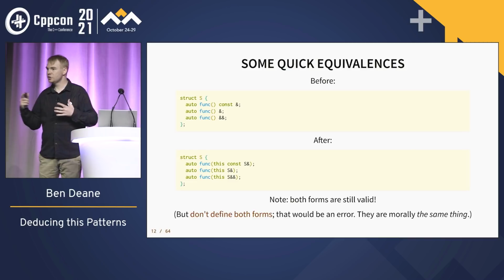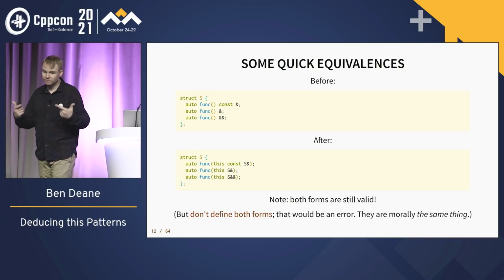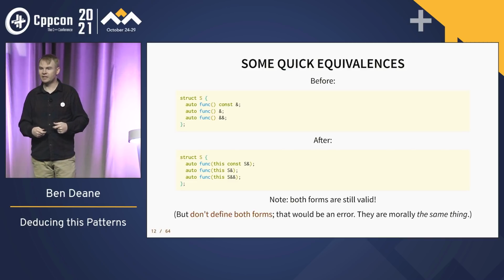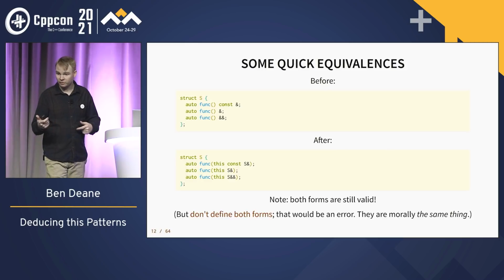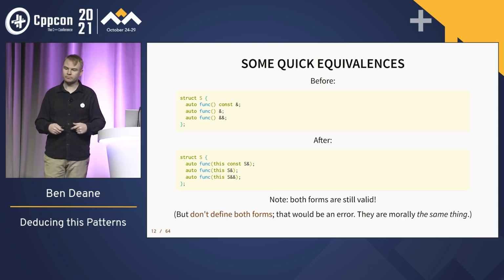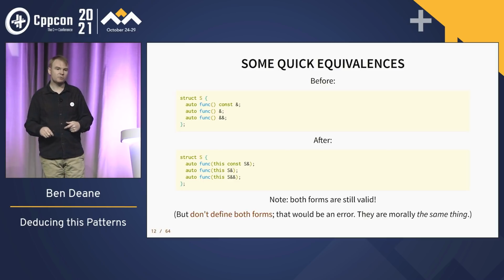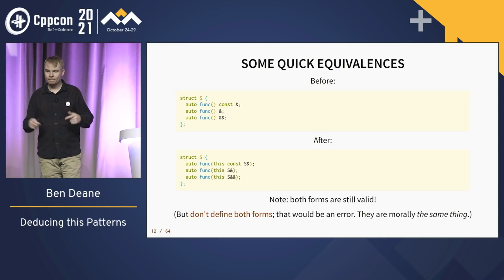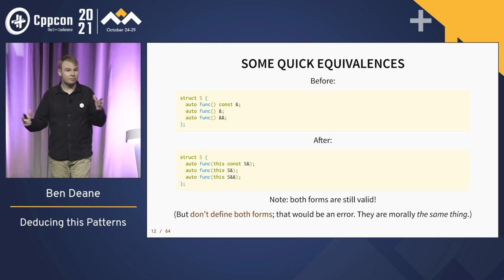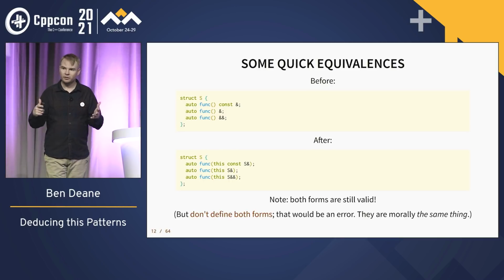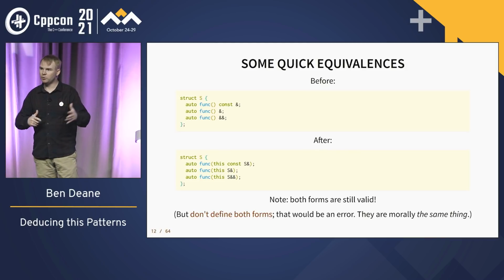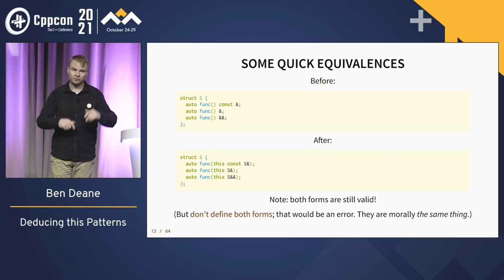So, just to introduce it, some quick equivalences. The top is what we write today. We've got value category specifiers, reference qualifiers on member functions. And the bottom is what we might write with this feature. These are morally the same thing. In fact, you can still use either one in future, but don't define both, because they are morally the same thing. It's an error to define both.